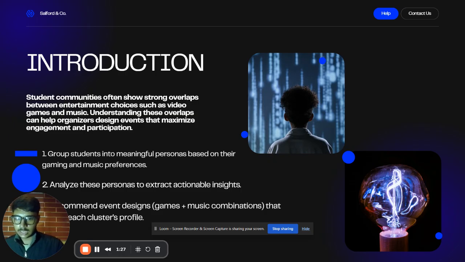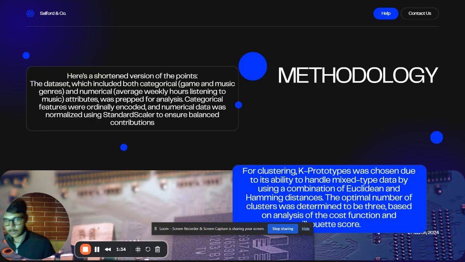So next we're going to start with methodology. Here's the shortened version of the points. The dataset that we used includes both categorical games and music genres and numerical average weekly hours listening to music. Attributes were prepared for analysis. Categorical features were ordinally encoded and numerical data were normalized using StandardScaler to ensure balanced contributions.